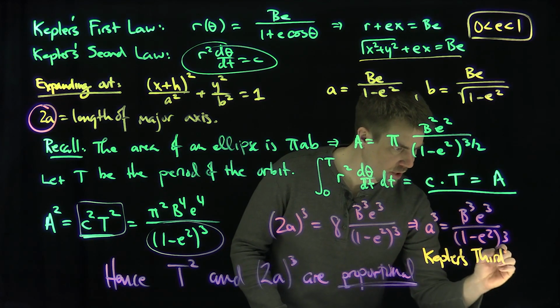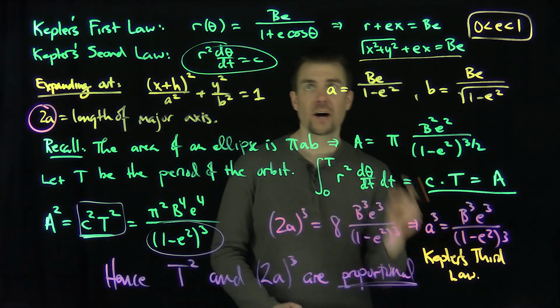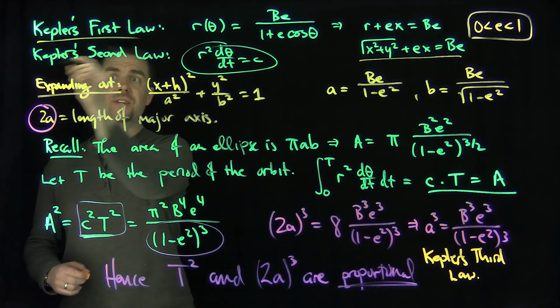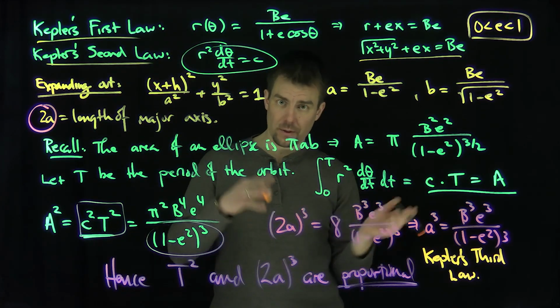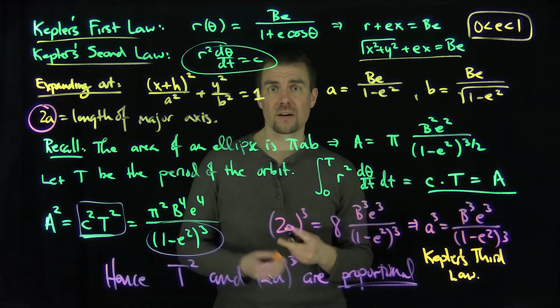Now, of course, Kepler's third law relies heavily on the first law and the second law, which required a lot of work using differential equations. So this all ties in together with the theory of differential equations and Newton's law of gravitation.